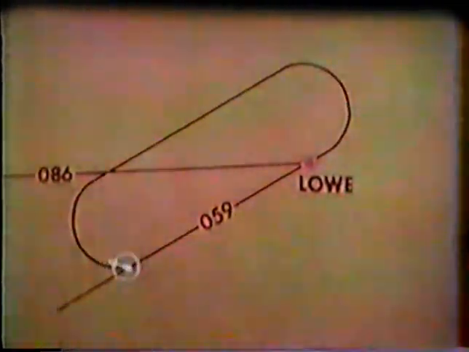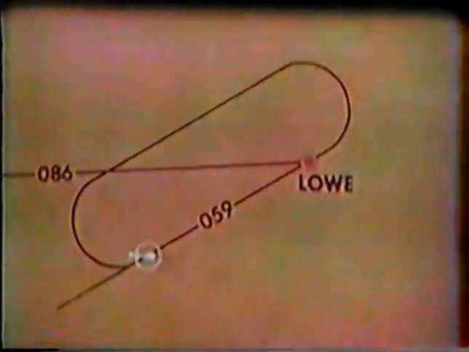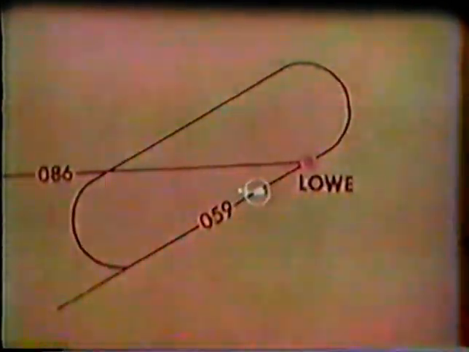ADF indication becomes important again as you roll out on the inbound course. Start your timing and adjust heading for the 059 track. You continue to use previous wind experience and apply corrections throughout holding if necessary.